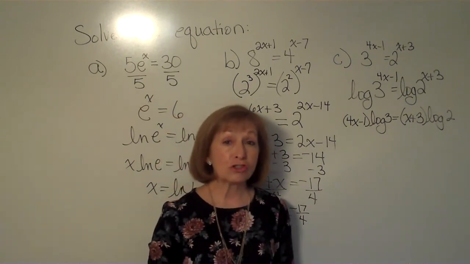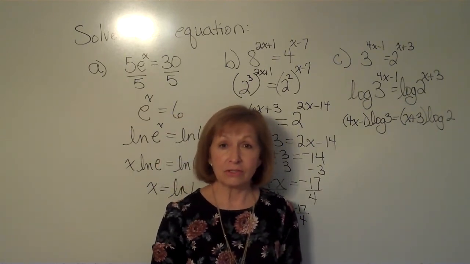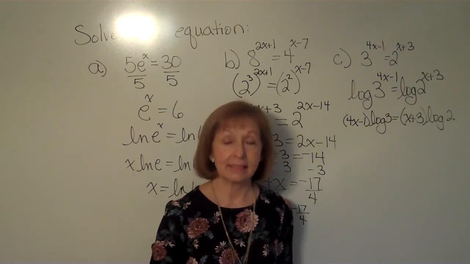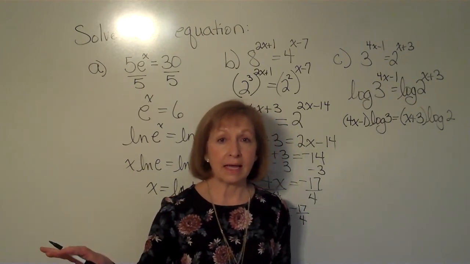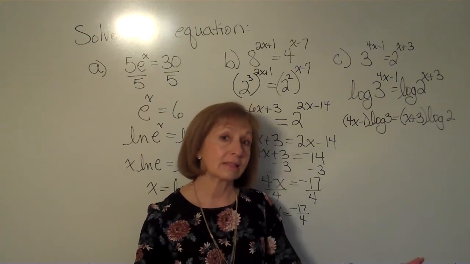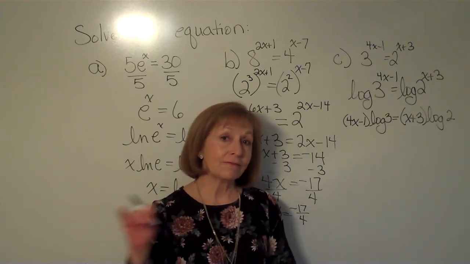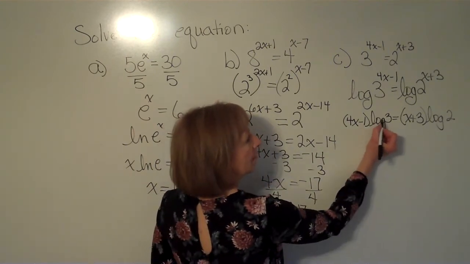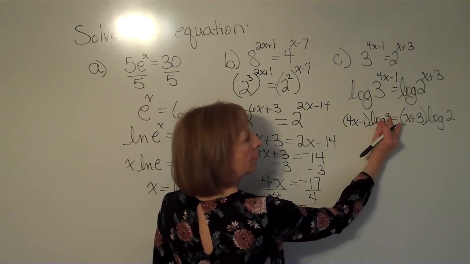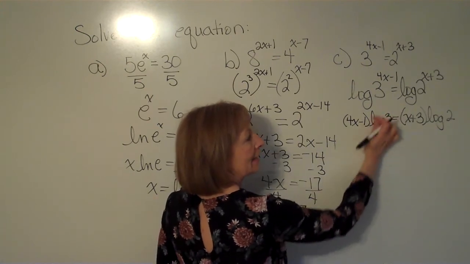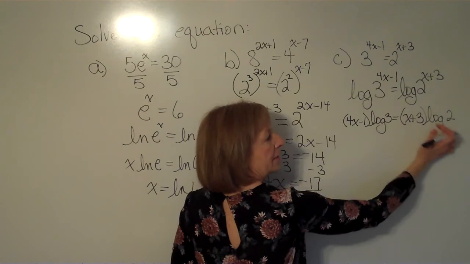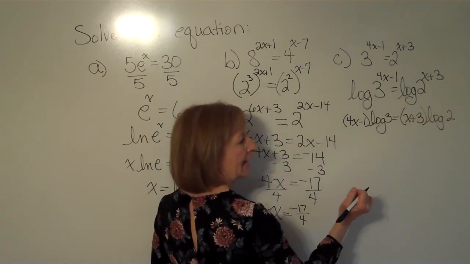And now remember, we're solving for x. So to solve this for x, we're going to have to get rid of the parentheses, get all the terms with x on one side, all the terms without x to the other side, factor out the x, and then finally solve for it. So when I distribute the log 3, remember, log 3 is a number, so you have to keep that intact. Log 2 is a number, so you have to keep that intact.